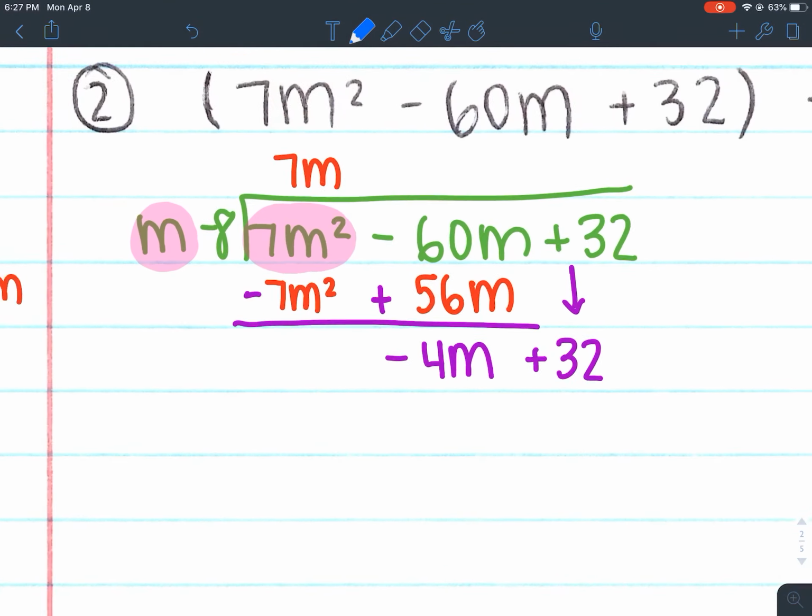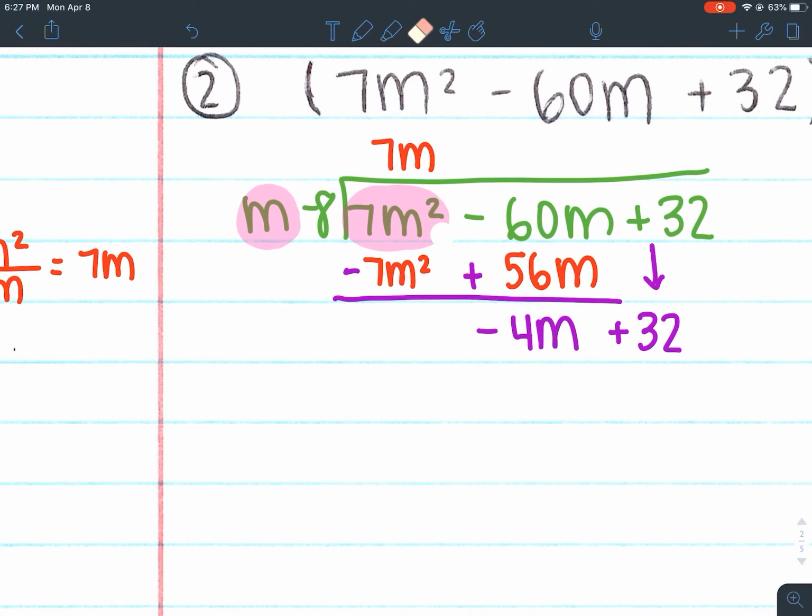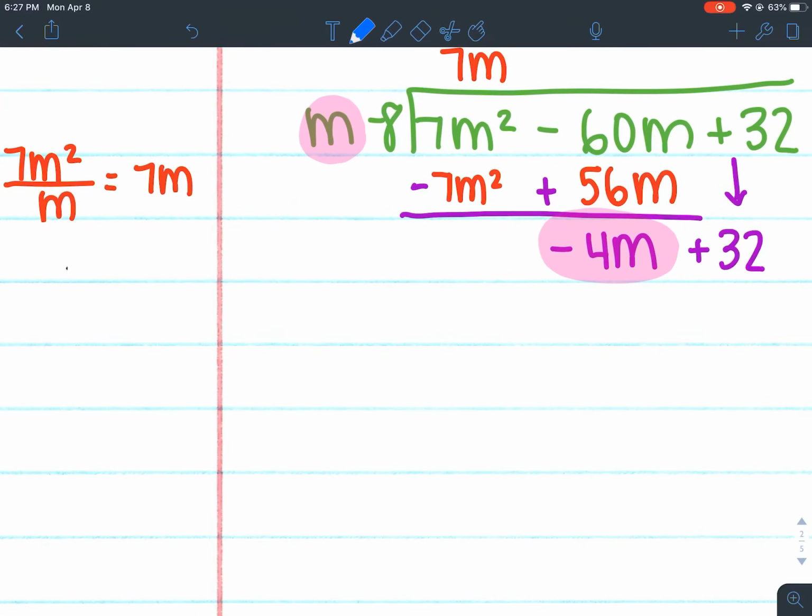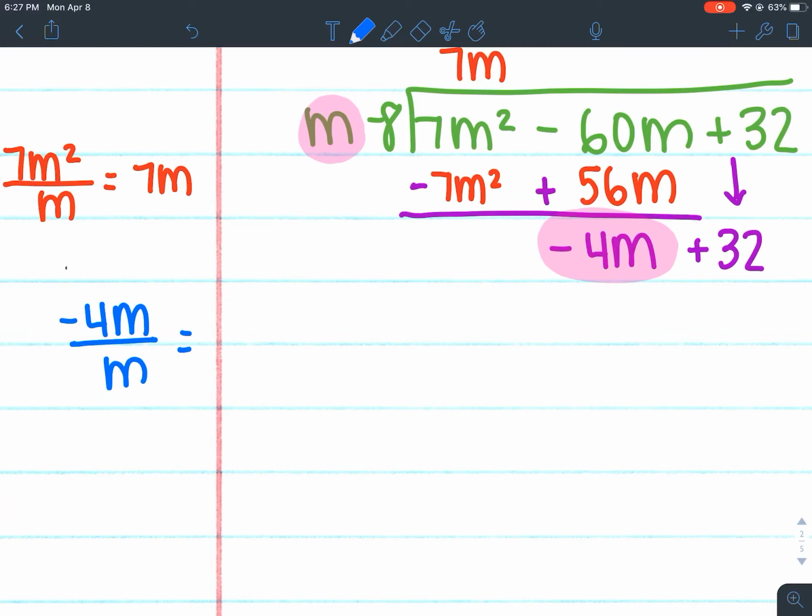Now, what next? Then you repeat the same process over again. You're going to ask yourself, how many times does m go into negative 4m? You're going to ask about the first term again. So, long division is just doing the same process over and over again. So how many times does m go into negative 4m? That's going to leave me with negative 4, right?